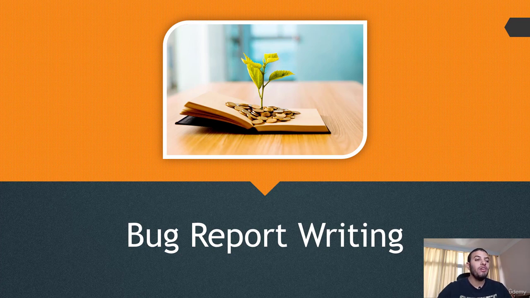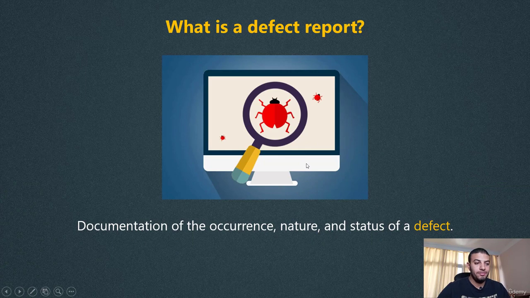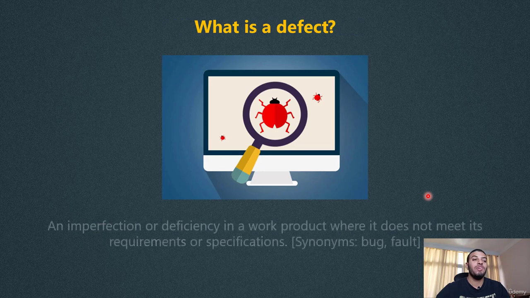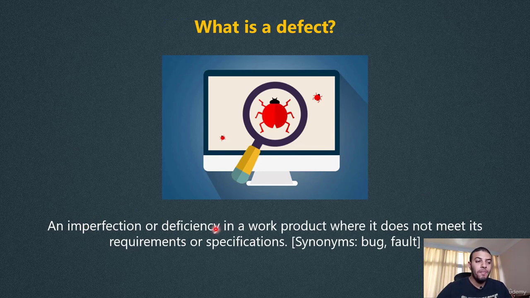So let's begin by defining the bug report. So the bug report or the defect report, it is the same. It is a document of the occurrence, nature, and status of a defect. So we begin to write or document the defect. So let's begin by explaining what is a defect. So the defect is an imperfection or deficiency in a work product where it does not meet its requirements or specifications. So like we said, if the expected result is different than the actual result, this means that our software or our work product does not meet the requirements or the specifications.